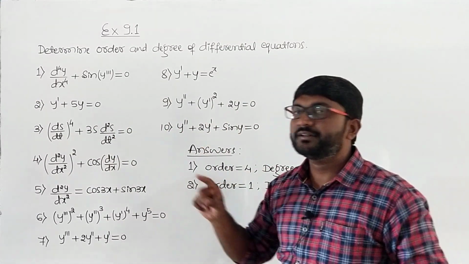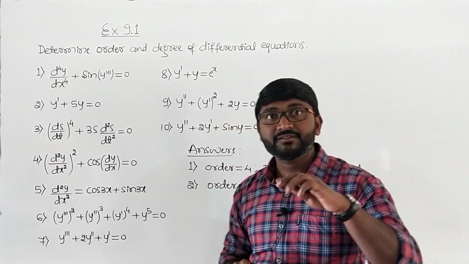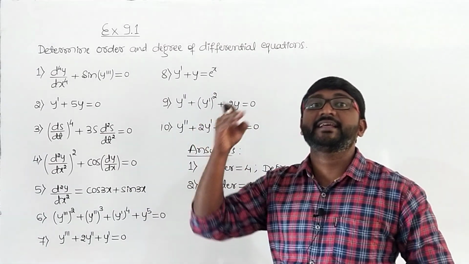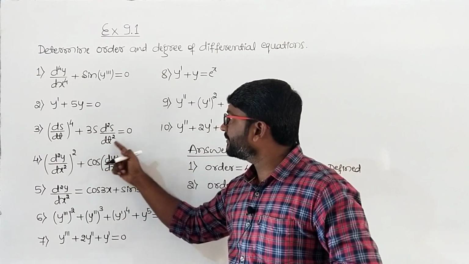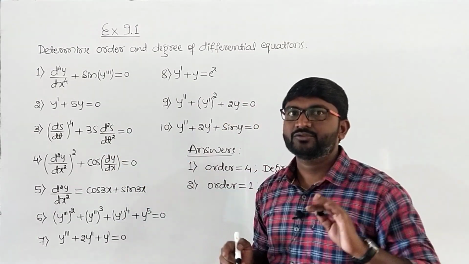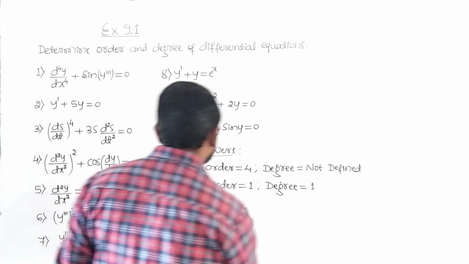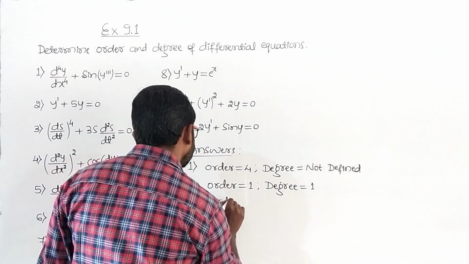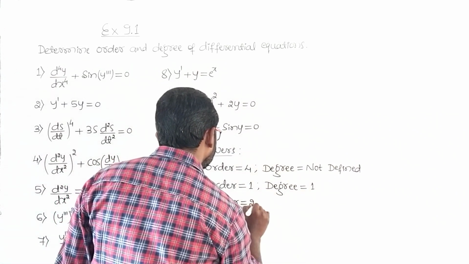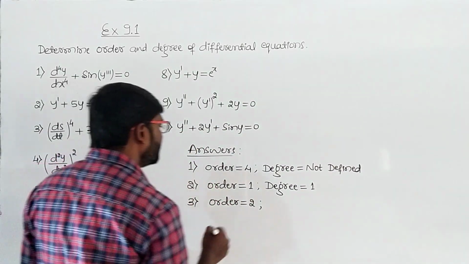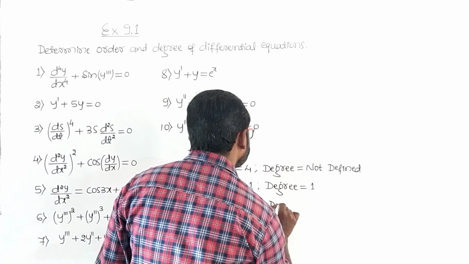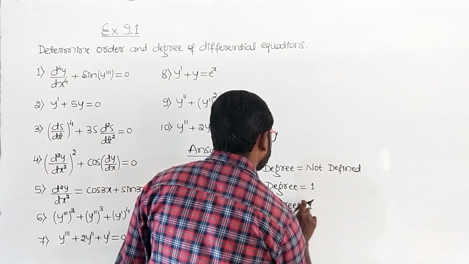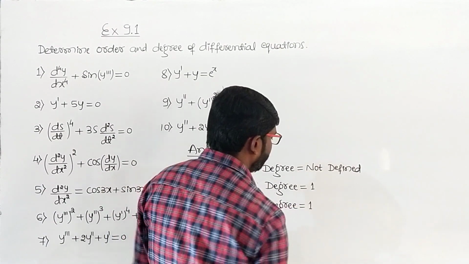So don't consider the degree as 4 here. While finding the degree, always look for the highest power of the highest order derivative. The highest order derivative is of order 2, whose power is 1. So that will be the degree. The answer for the third one: the order of the differential equation is 2 and the degree is 1.